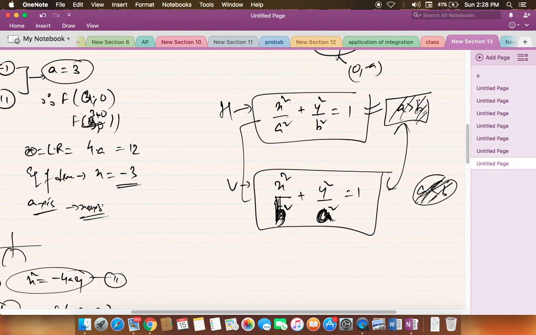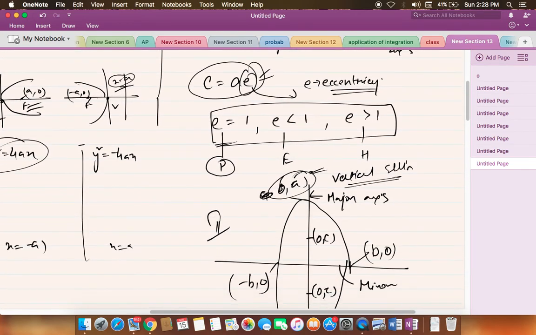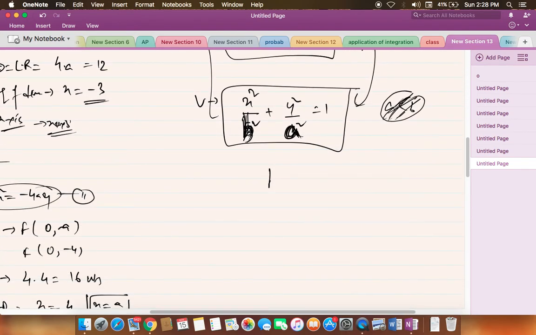Next class we'll continue with the exercise of the ellipse. For the time being, copy all of these down. Major axis, eccentricity, and one more formula is b square equals a square into 1 minus e square. This formula will be helpful.